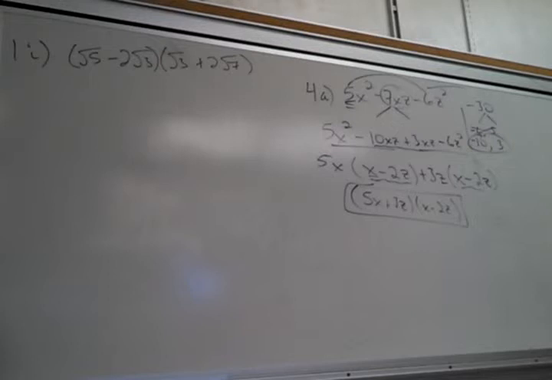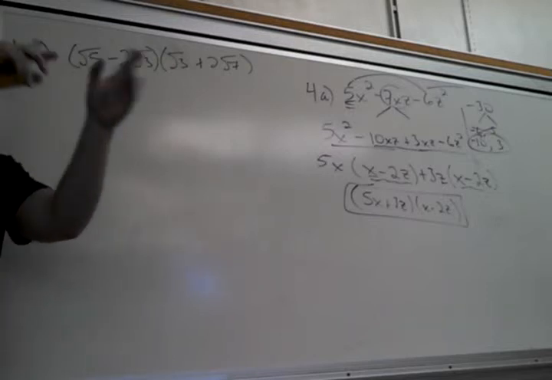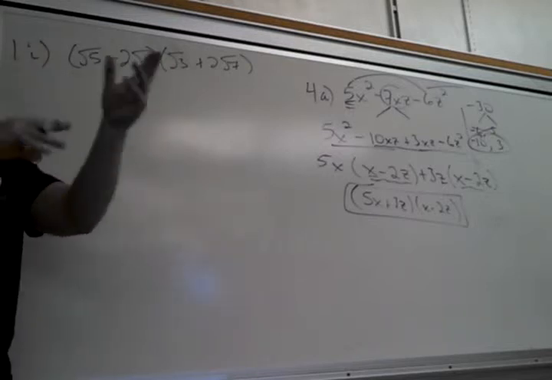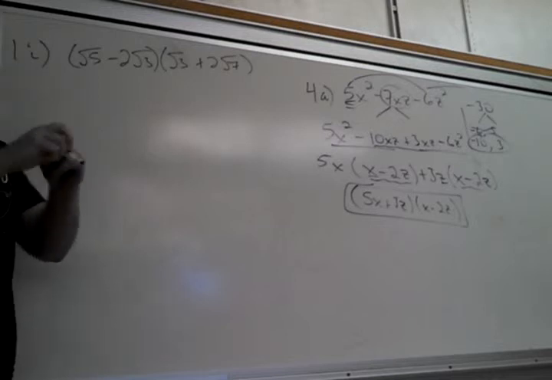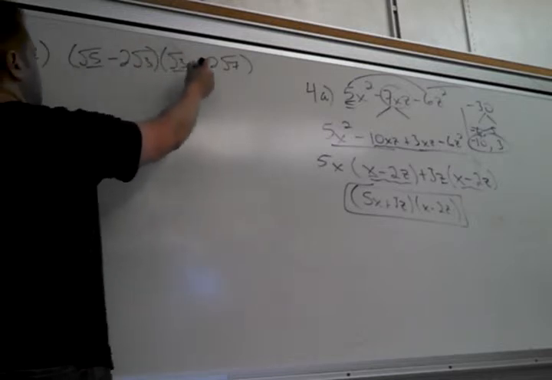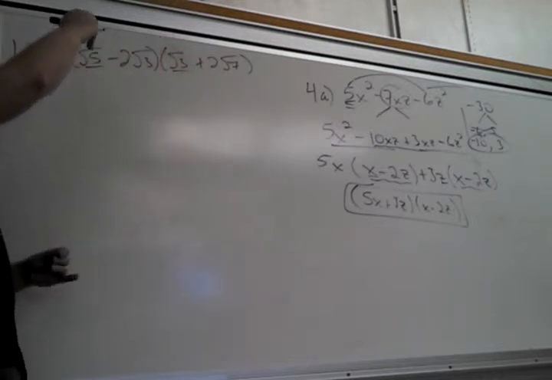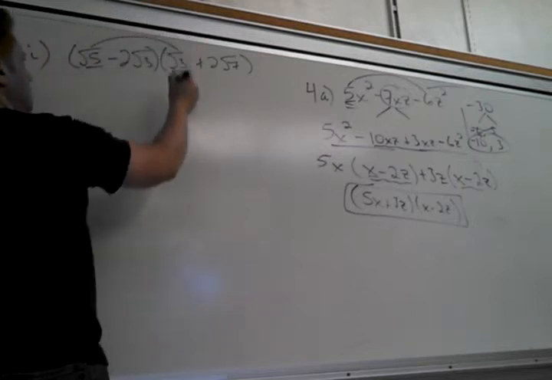This one should not be that evil. It really shouldn't be. I mean, again, there's a process. The process here is FOIL, or whatever you want to call it. I like repeated distribution, but FOIL, sure. The FOIL process doesn't care that these are radicals. We do. So what's that?